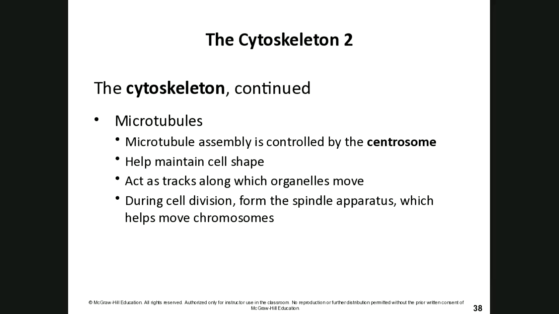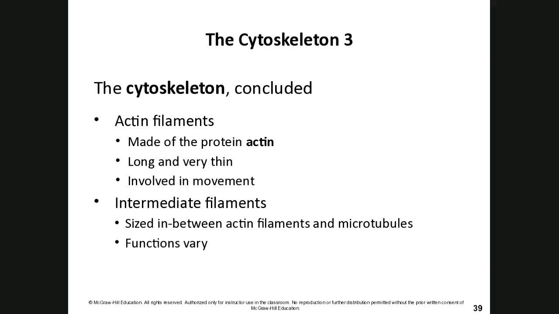So microtubules are assembled and controlled by the centromere. They help to maintain the cell's shape, and they also help to move molecules throughout the cell. It's kind of like the internal railway system, if you will. Actin filaments are made of the protein actin, and they're involved in movement. Intermediate filaments have various different functions, and their size is in between actin filaments and microtubules.